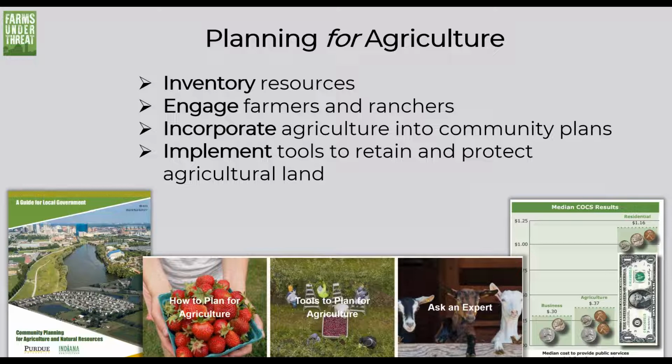Engaging farmers and ranchers is, as many of you know, critical in the process for future planning for agriculture. We need to engage farmers in the public process by asking them what their vision is for the future and getting their buy-in. Incorporating agriculture and other natural resources into community plans, which can be done through comprehensive plans to inform the use of tools to protect these resources.